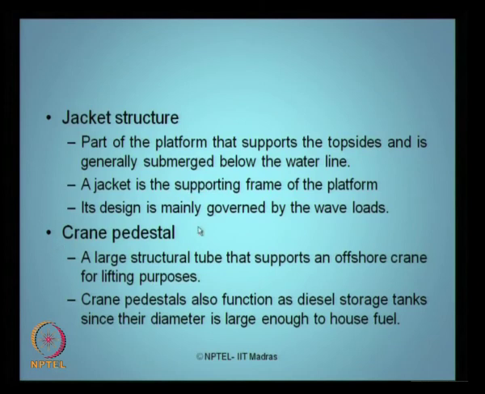Crane pedestal is a large structural tube that supports an offshore crane for lifting purposes. Crane pedestals also function as diesel storage tanks, since the diameter of these pedestals is very large and they can house a large amount of fuel.